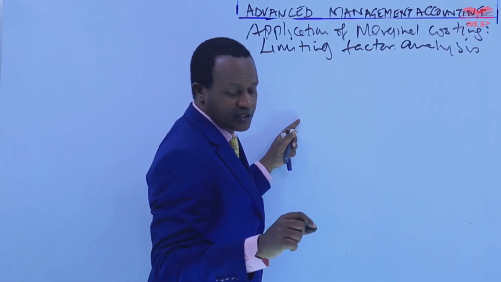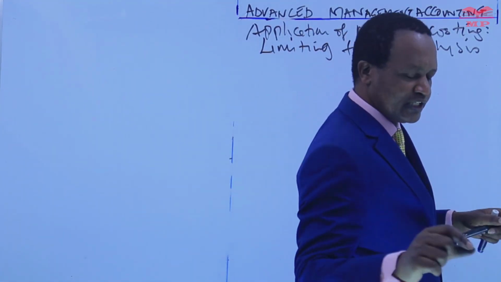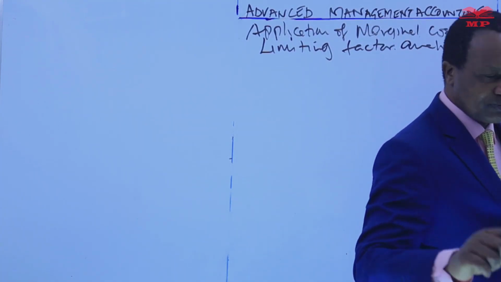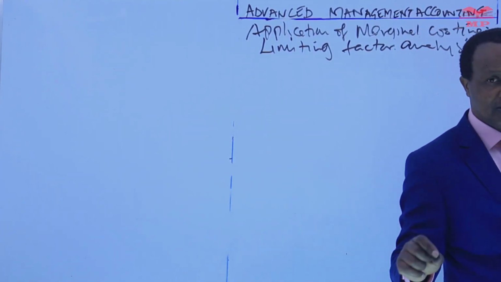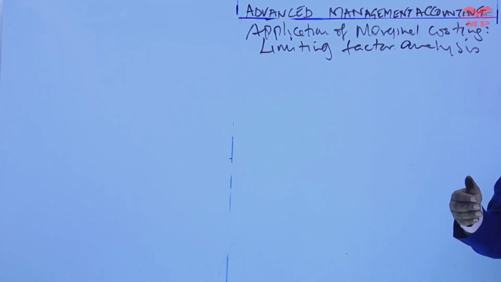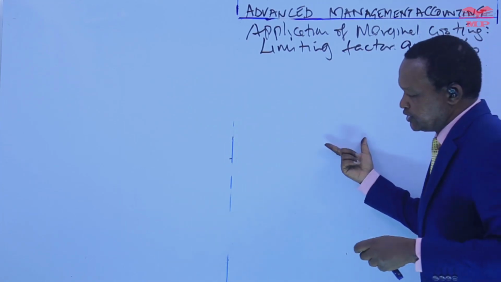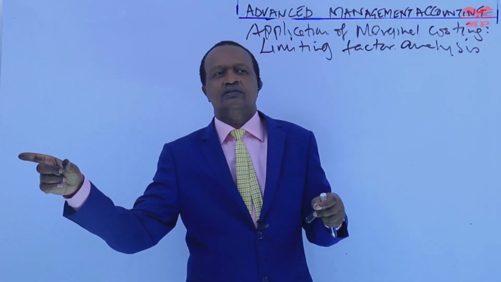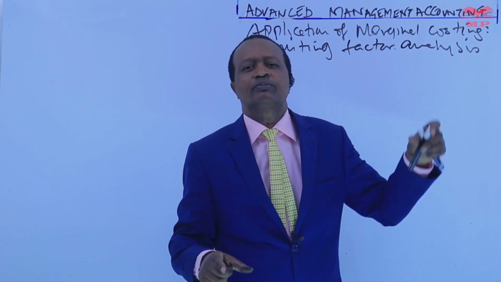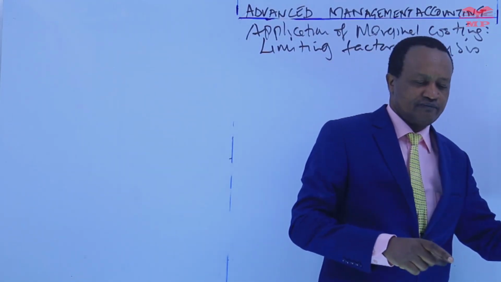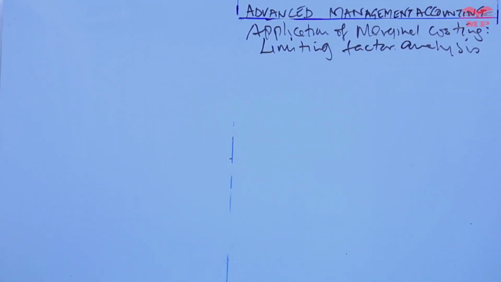And that's contribution per unit: the selling price per unit minus the variable cost per unit will give you the contribution per unit. So contribution margin is the difference between selling price and variable cost per unit, which is the amount that each unit sold contributes towards covering fixed costs and generating profits. It is out of the contribution that we pay fixed costs, and what remains is what we are calling profit. Do you understand?